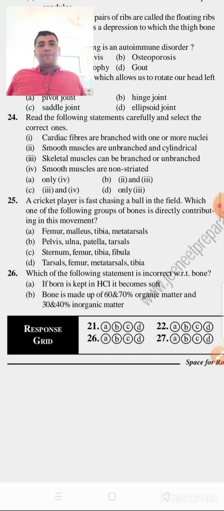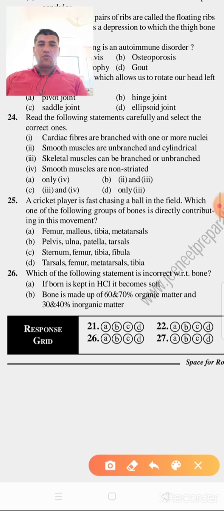Running fast, chasing a ball, is concerned with the leg, and in the leg you can see the tarsals, metatarsals, femur, and thigh bone all are present. Tibia, fibula are present. So here it is the fourth option, D option.